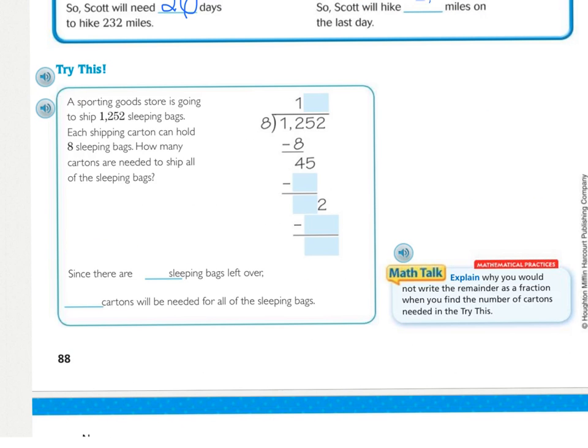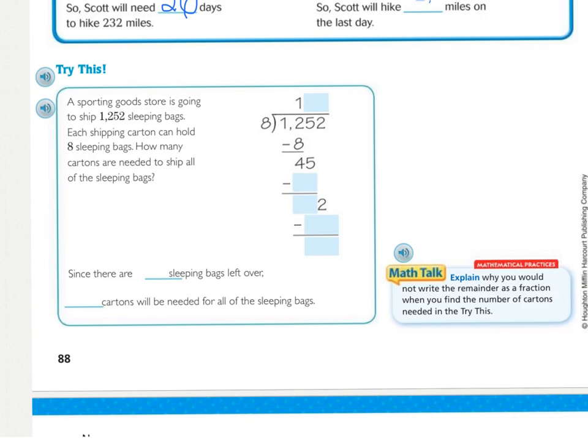Now let's work on the try this. A sporting goods store is going to ship 1,252 sleeping bags. Each shipping carton can hold 8 sleeping bags. How many cartons are needed to ship all of the sleeping bags?